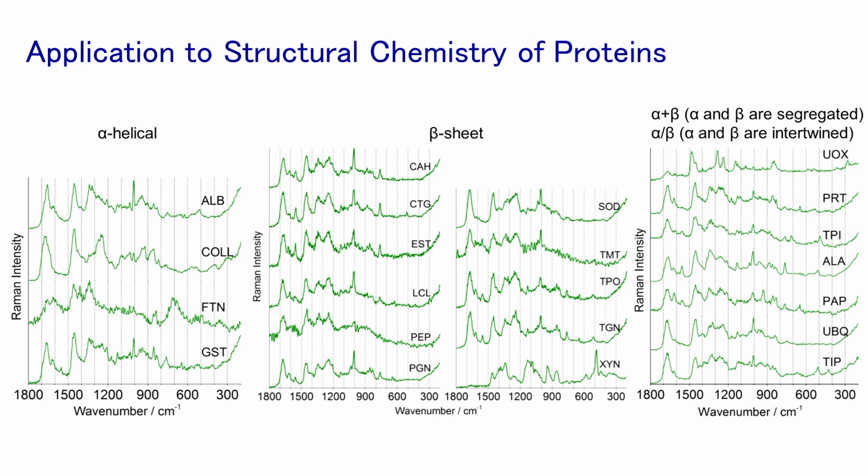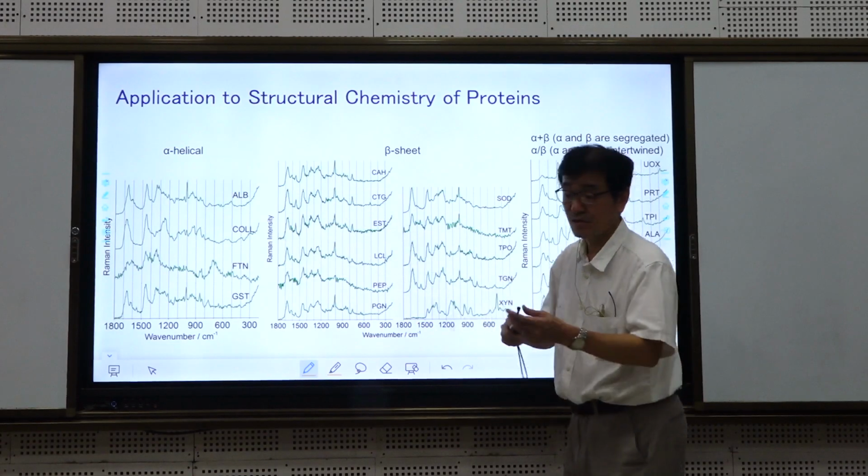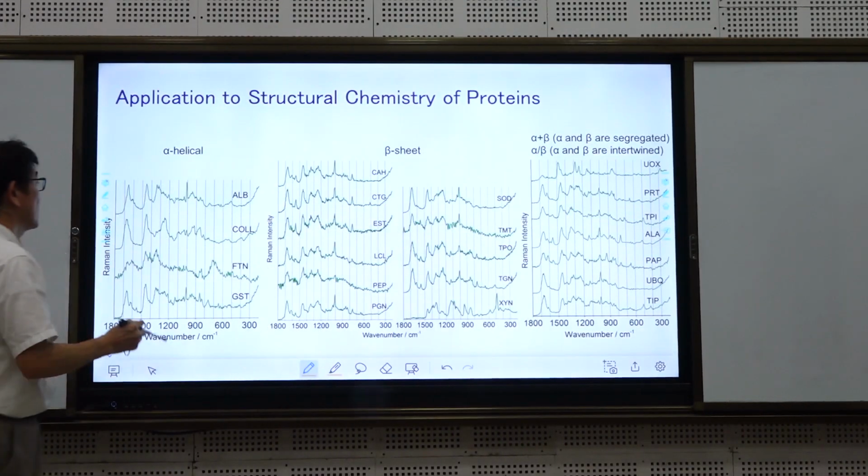Then let's see the Raman spectrum of proteins. There are many reports of the Raman spectrum of proteins. You can purchase the protein from the market, Sigma or wherever. Then, I don't remember, albumin, collagen, or, I don't remember the abbreviation, but there are many proteins, and they are classified into some subgroups.